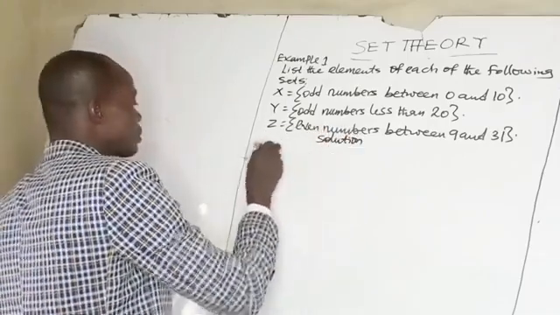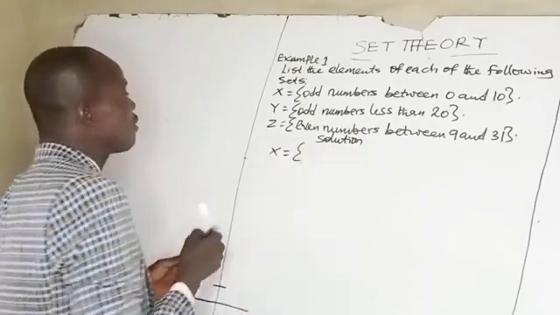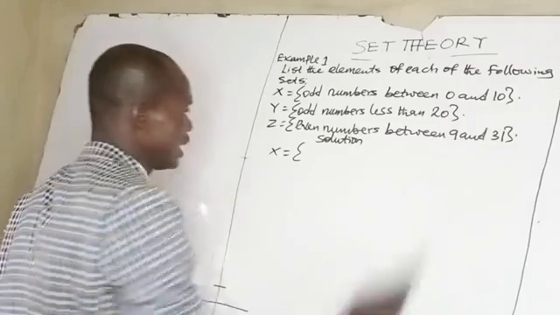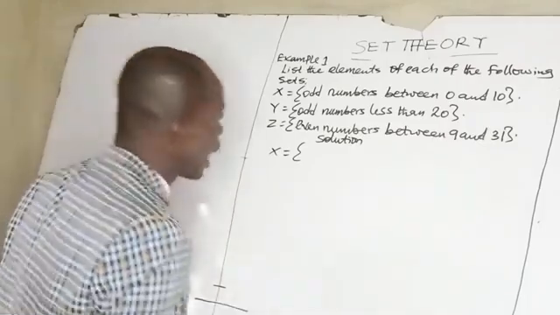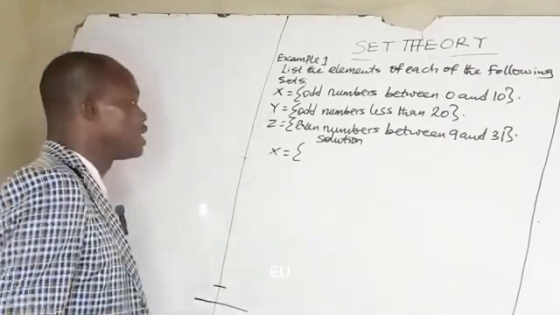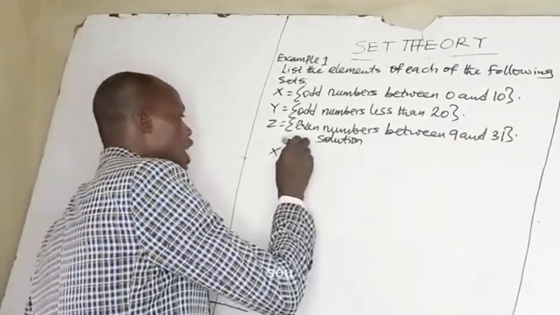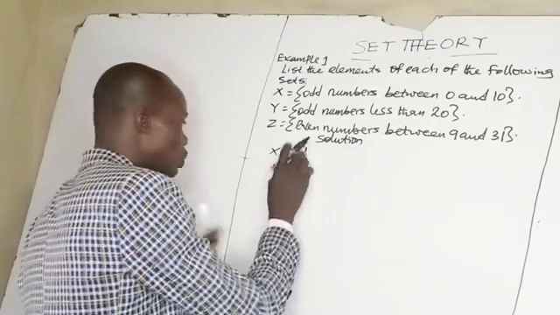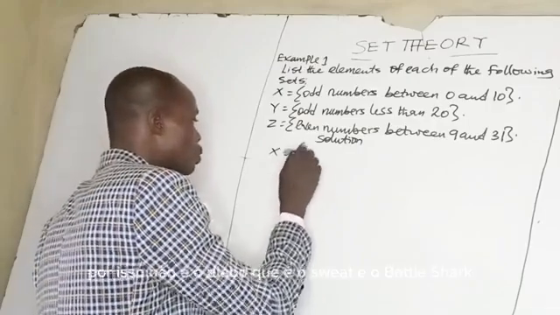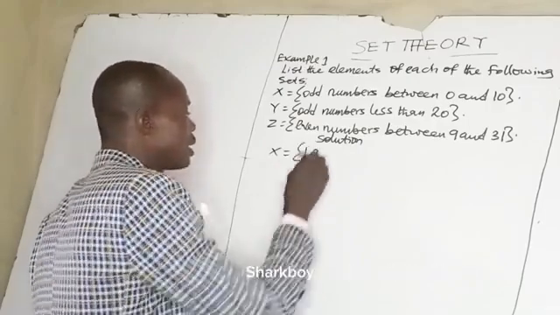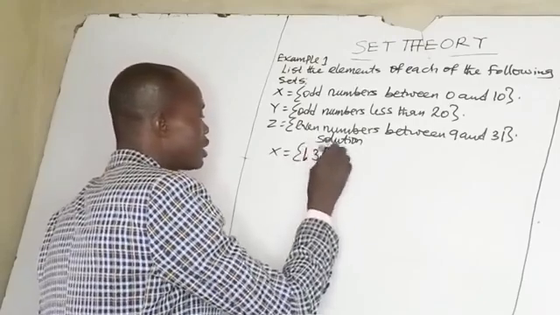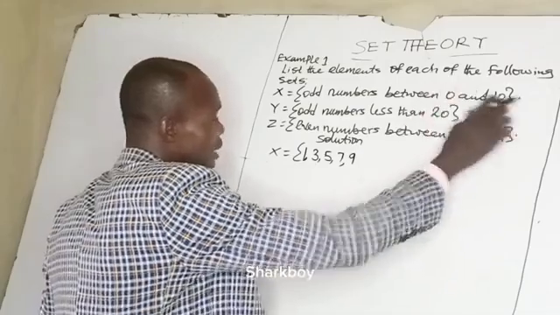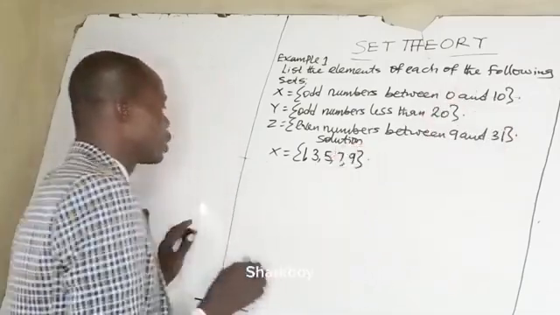So X, we have X to be odd numbers between 0 and 10. Remember, odd numbers are numbers that cannot be divisible by 2. Numbers such as 1, since it is between 0 and 10. So we have 1, 2 is not there because 2 is divisible by 2. So we have 3, 5, 7, 9 between 0 and 10. So these are the odd numbers.